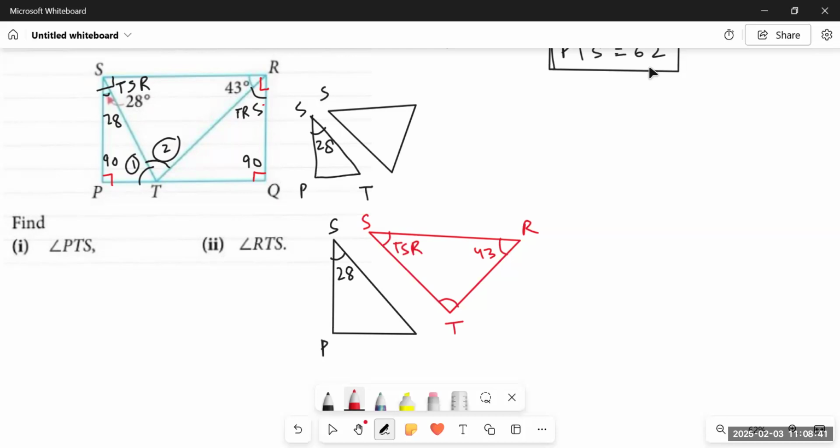So how can we find this angle RTS? Look, for that, first we have to find angle TSR. And if you look at angle TSR, you can see that angle TSR plus 28 degrees is equal to 90 degrees, because it is the complementary angle of 28, isn't it?